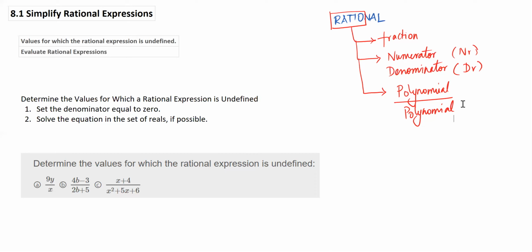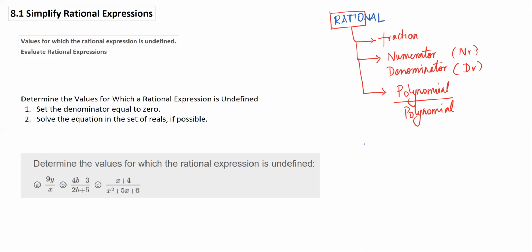Now we can handle rationals because it's now polynomial over polynomial. The only difference is your polynomials are happening in a fractional setup, in a rational or ratio setup, and therefore we're going to learn certain things of simplifying them before we actually move into adding and subtracting and so on. Okay. All right. So we have two objectives here. We're going to find values for which the rational expression is undefined, and we're going to evaluate rational expressions. Okay, two things here.